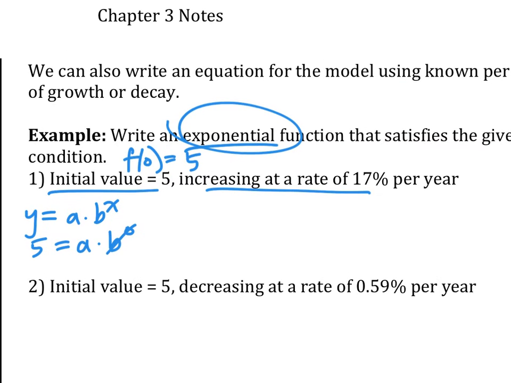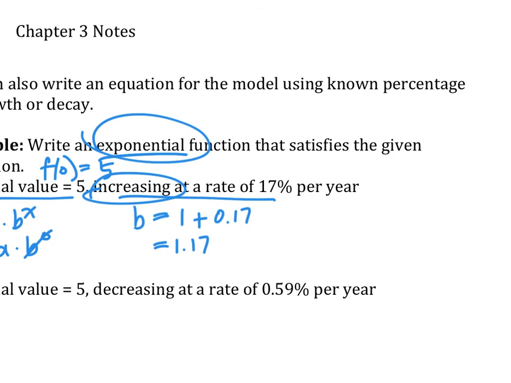Next, find B. We're increasing at a rate of 17% per year. So remember the equation, base is 100%. Then depending on if you're increasing or decreasing, this one's increasing, so we know we have to add 17%, but remember to change that to a decimal. So 1.17. So the base is 1.17. And you can always double check to see if you did it right. If your base is lower than 1 and you read the question again, it says increasing, then you did it wrong. So y is equal to 5 times 1.17 to the x.